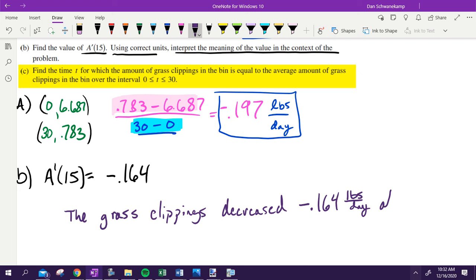At. If we're talking about a derivative, it is at. I like this. We said at a moment in time. At t equals 15 days. Technically, it's after the moment midnight strikes on the 15th day. But at t equals 15 days is even easier.